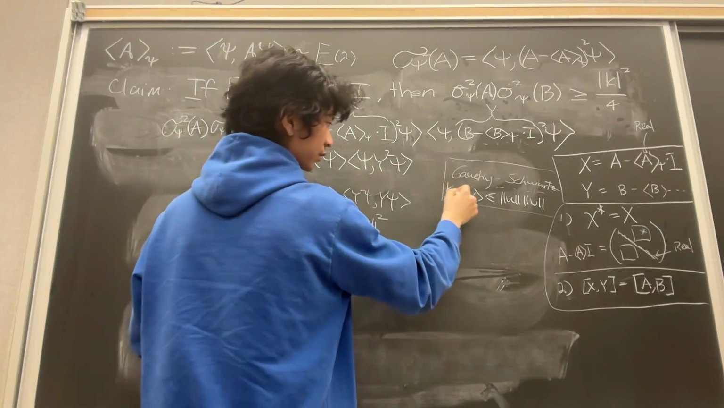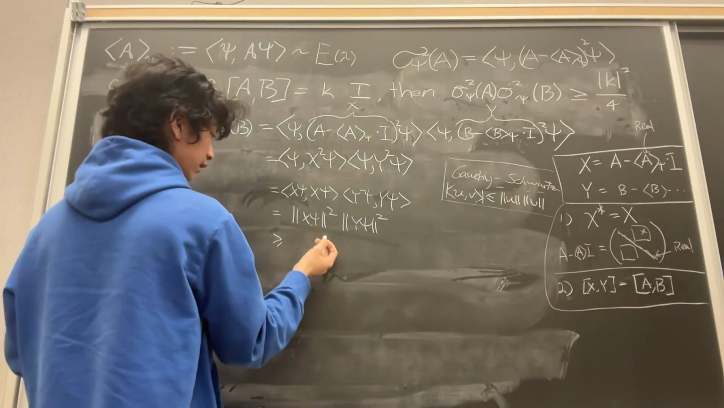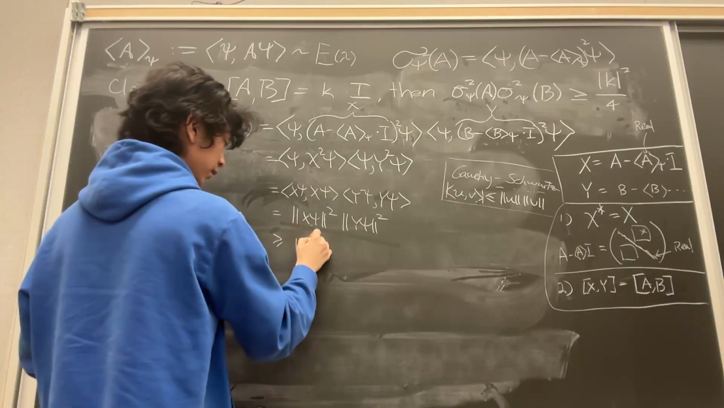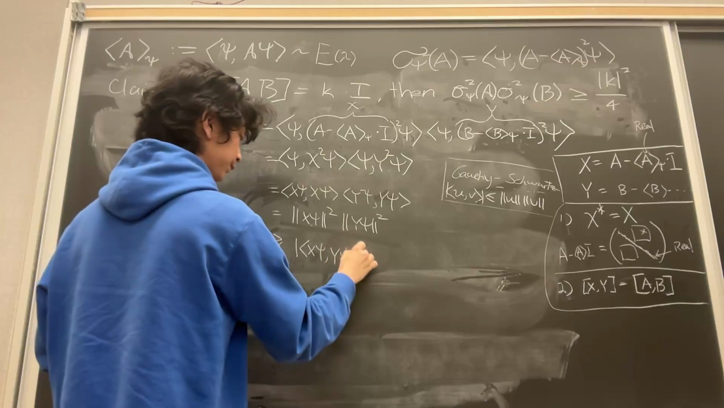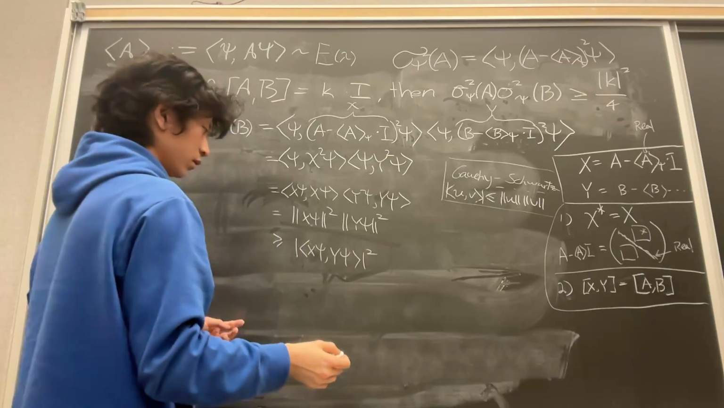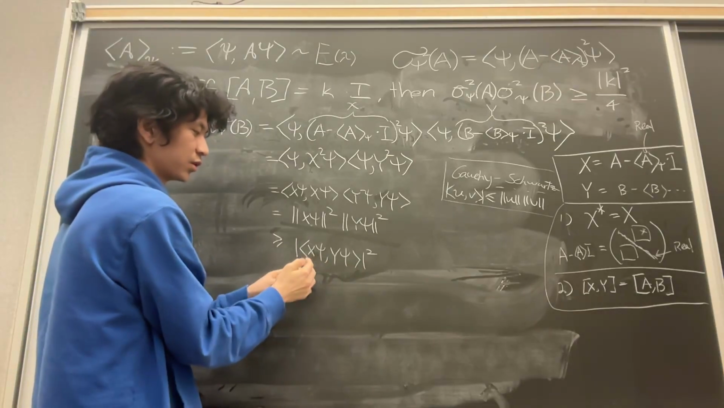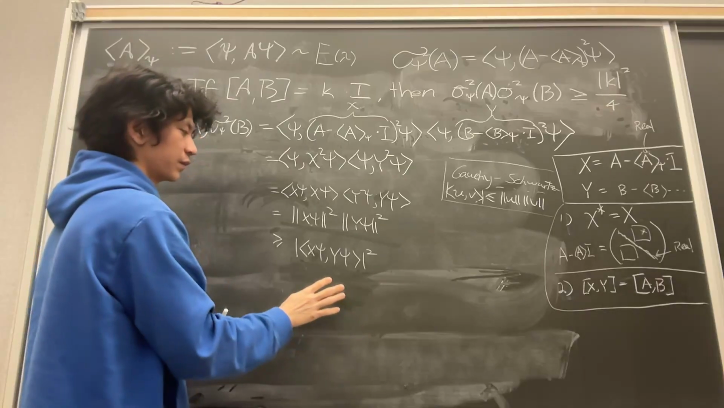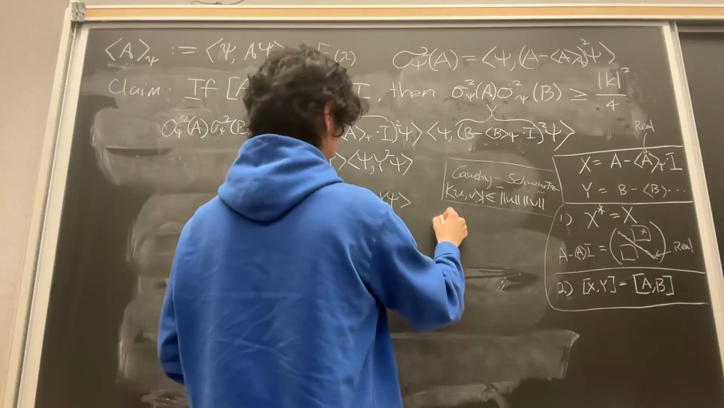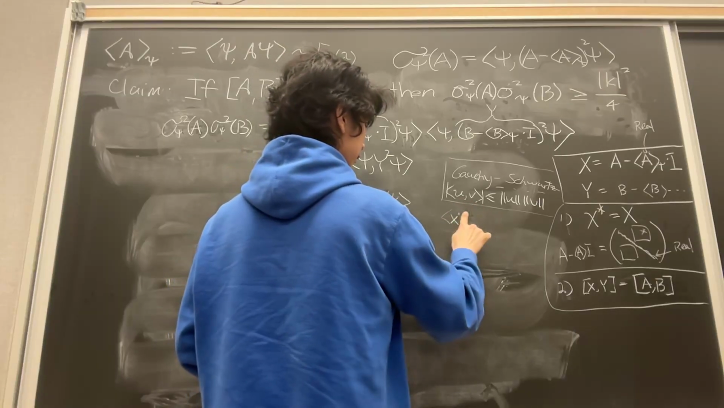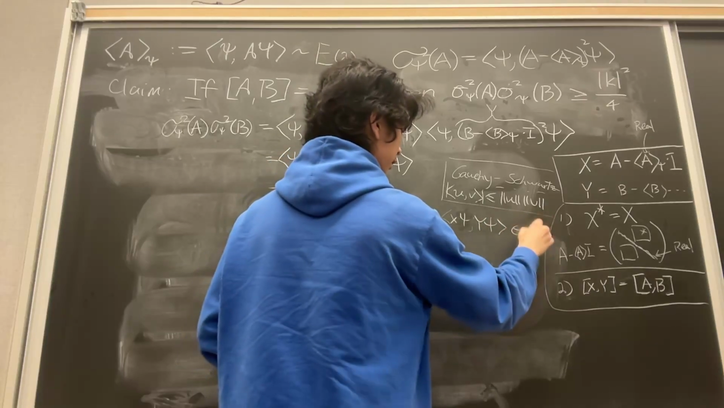So the absolute value of that, and then you get the absolute value of <x psi, y psi> squared. Know that this is an inner product, right? So inner products return you something in the field, which in our case is a complex number. So <x psi, y psi> is in the complex numbers.